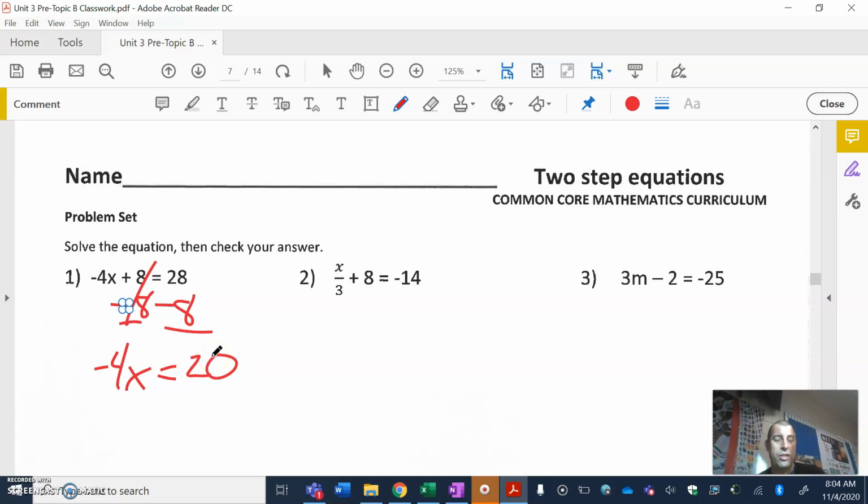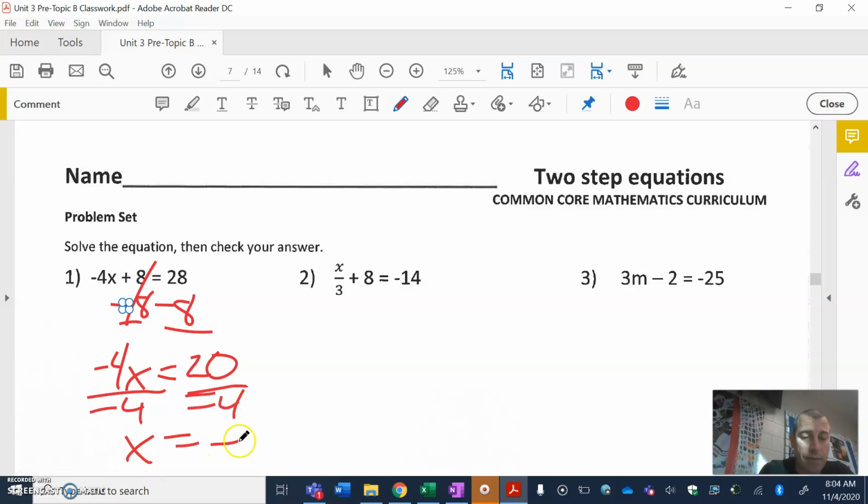Now we'll undo any multiplication or division. So again, we're on the side of the letter. The opposite of multiplying by a negative 4 is to divide by a negative 4. Remember, we're using that fraction bar for our division. X equals negative 5.